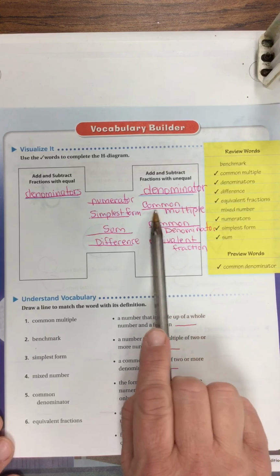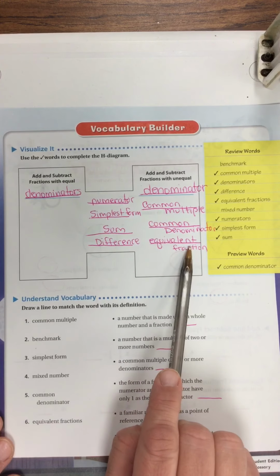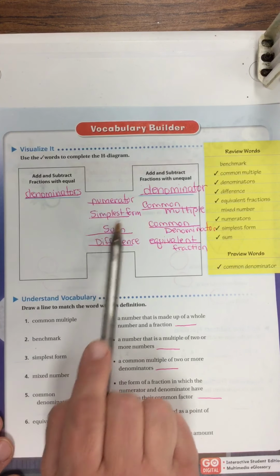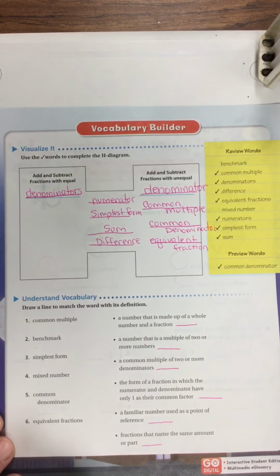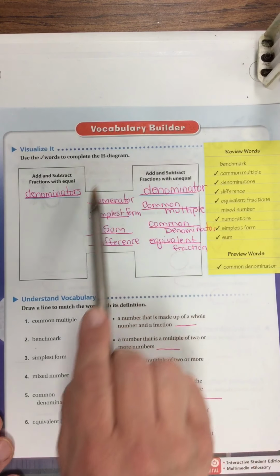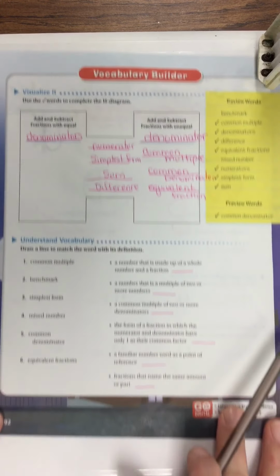With unequal, we have to have a common multiple, which is a common denominator in equivalent fractions. They have in common the numerator, simplest form, sum, and difference. This I'm not so worried about, okay? This we will discuss and go over throughout the week. So we're not worried about that.